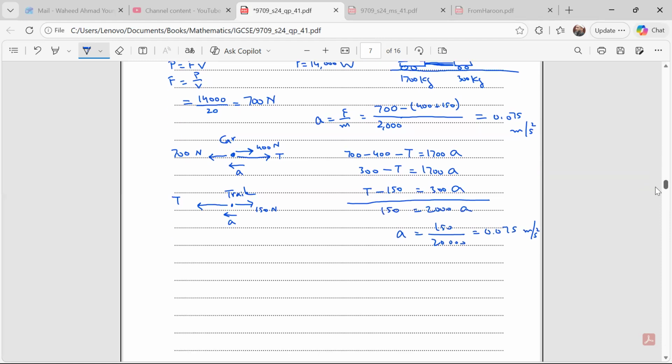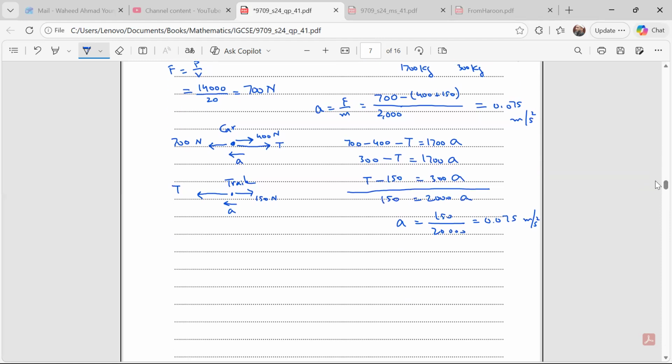Now let me put the same value of acceleration in any of these equations. Let me put it in the second equation. So we have T minus 150 equals 300 into the acceleration, which is 0.075. So T would be equal to 150 plus 300 into 0.075, and this will give us the value of 172.5 Newton. So this is the tension in the cable joining the two objects.